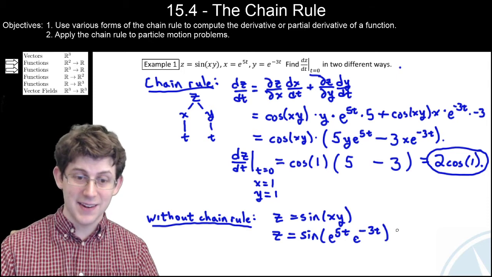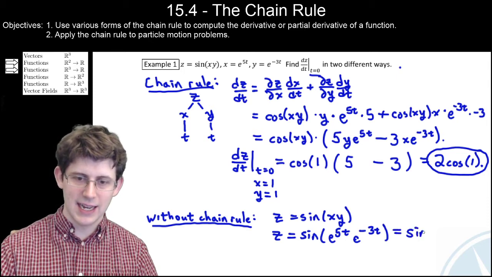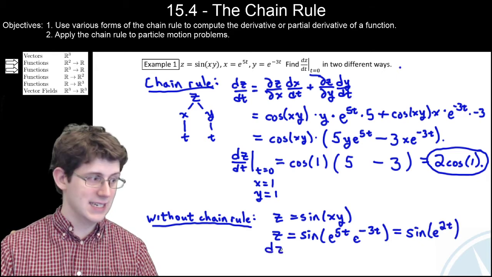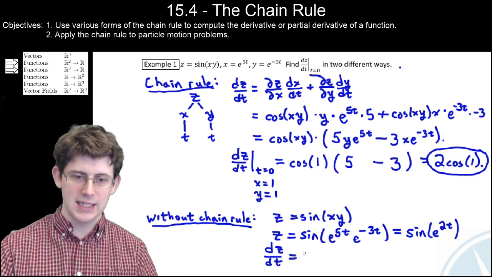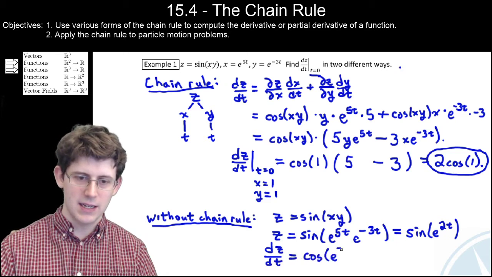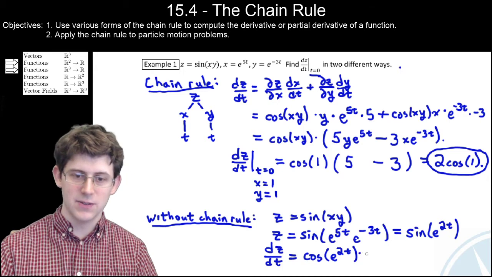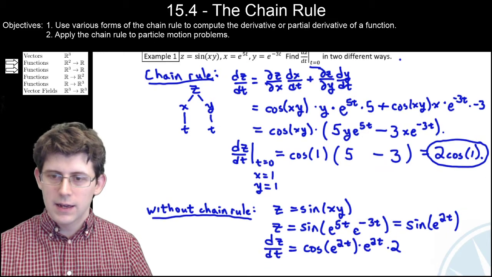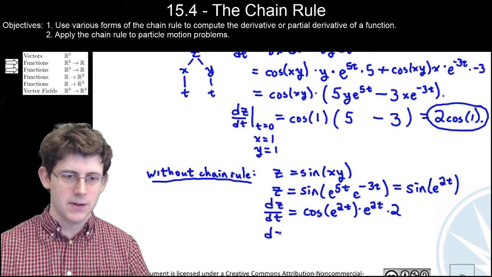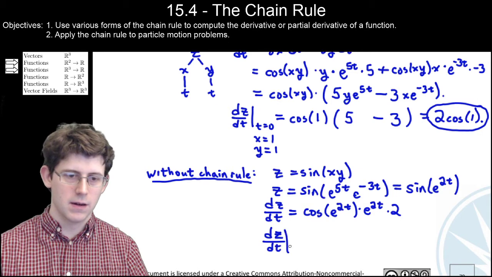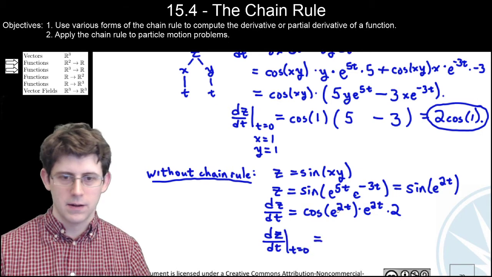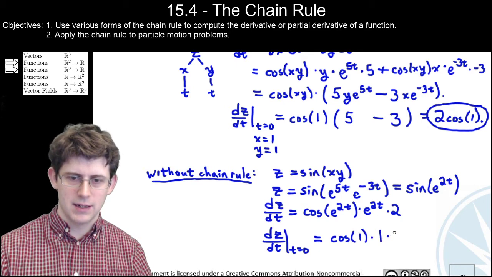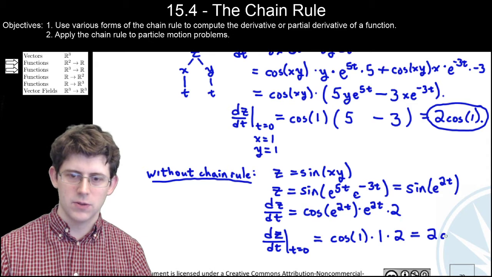When I multiply these together, I get to add the exponents. So z is actually sine of e to the 2t. And now I can just find dz dt directly. dz dt is cosine of e to the 2t times the derivative of e to the 2t. And if I finish this up by plugging in t equals 0, then I'll get cosine of 1 times 1 times 2. So I end up with 2 cosine of 1.